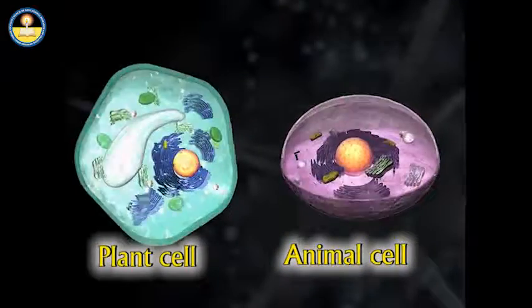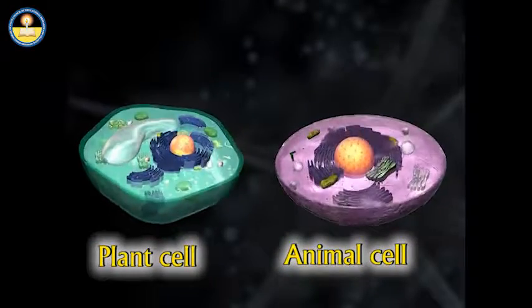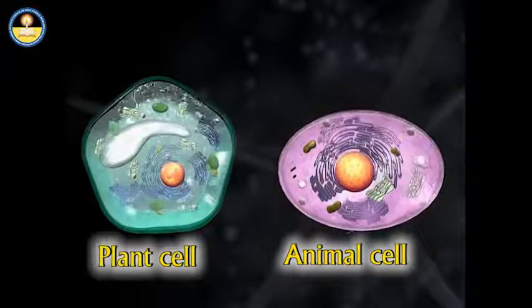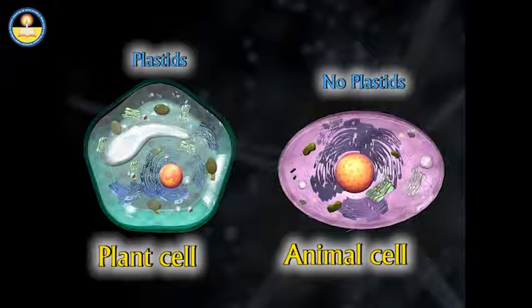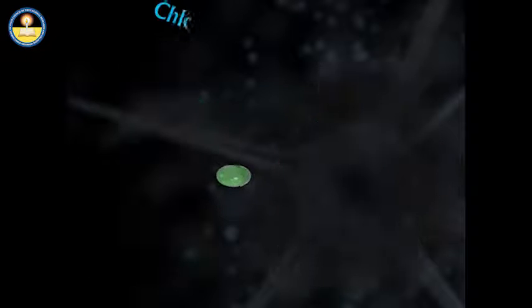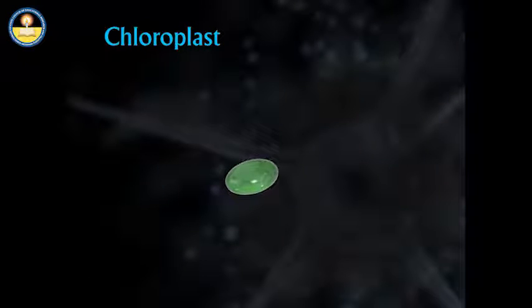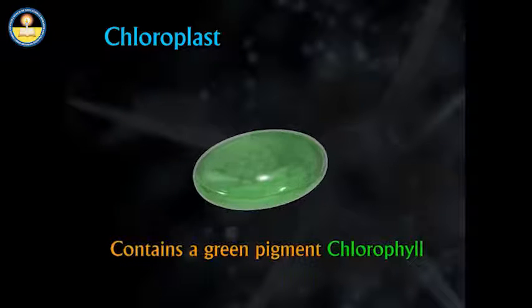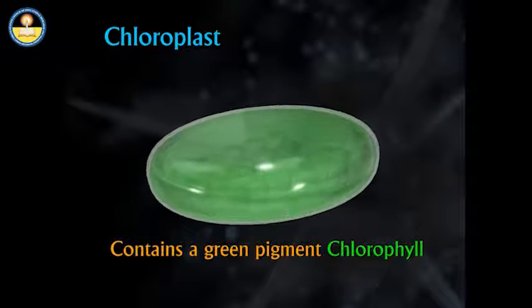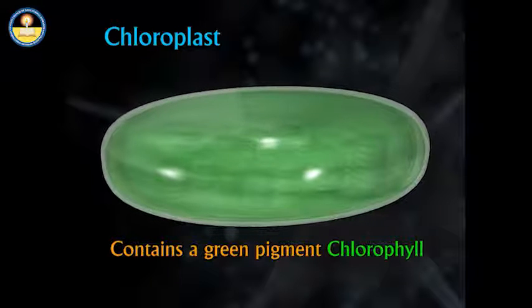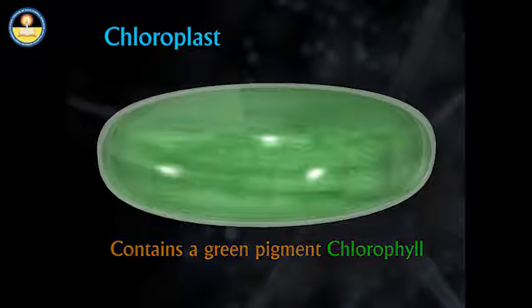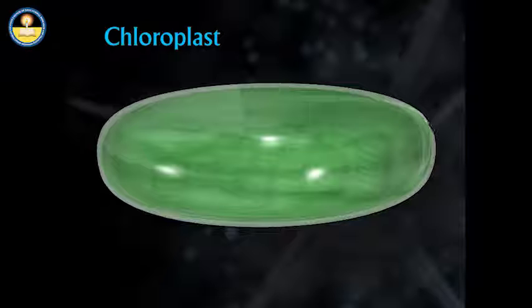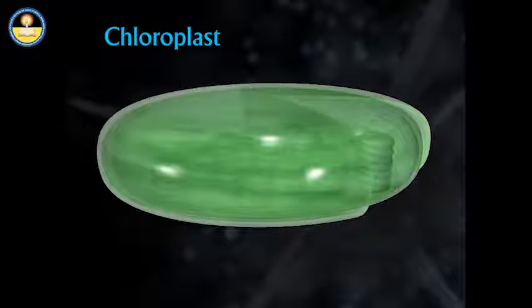Apart from the cell wall, another very important organelle present only in plant cells are plastids. They are of various types. This is chloroplast, a very common plastid responsible for giving green color to plants and producing the food by the process of photosynthesis. It is a very important plastid present in almost all plant cells.